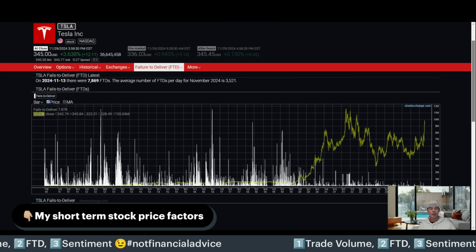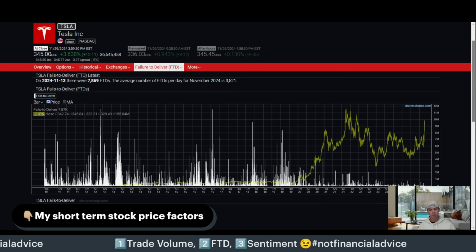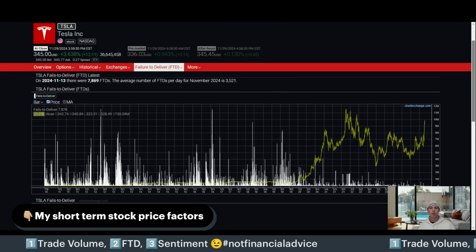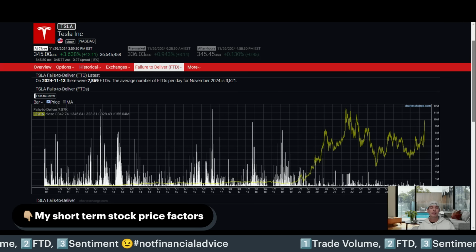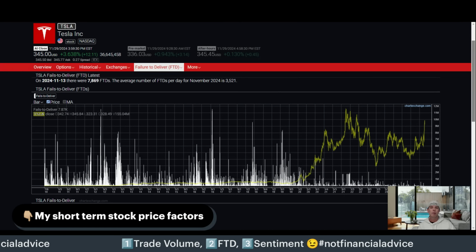But for Tesla, it wasn't until the first full year of profitability that Tesla made its really, really big move. And that also was the time frame where it got included in the S&P 500. I think that matters. I think those things contributed additional buying pressure.